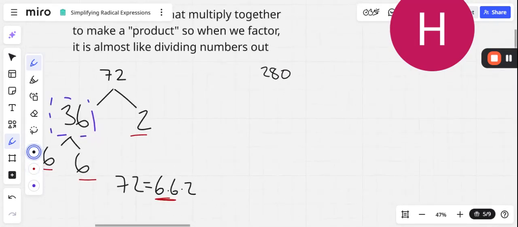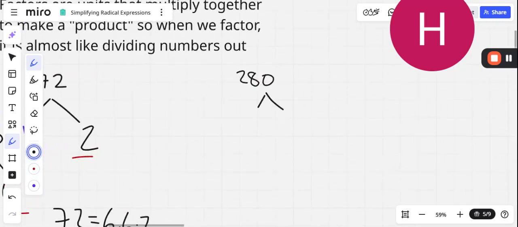That's going to be important to point out. Meanwhile, let's take a look at 280. Whenever you have a 0 at the end of a number, it's divisible by 10. So that's a great number to pull out. And the 10, of course, factors down to 5 times 2.